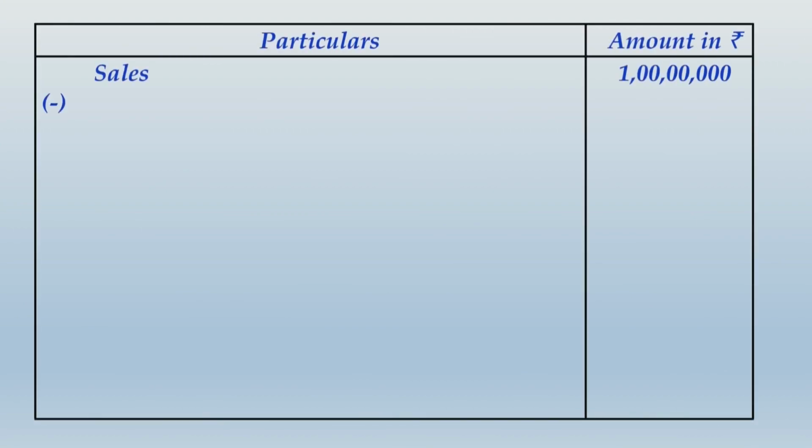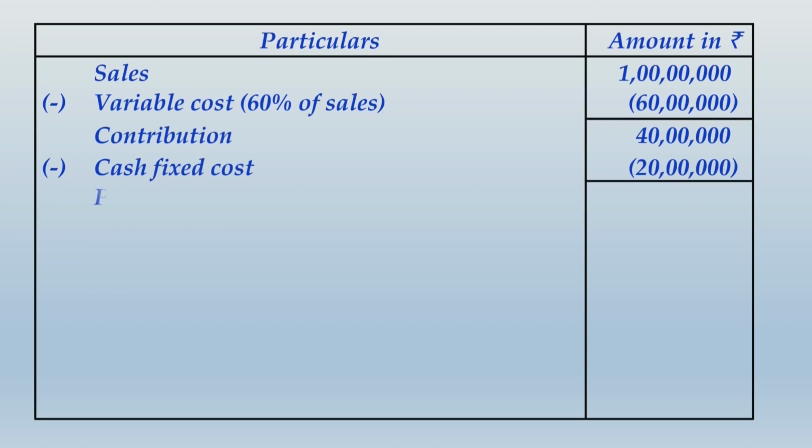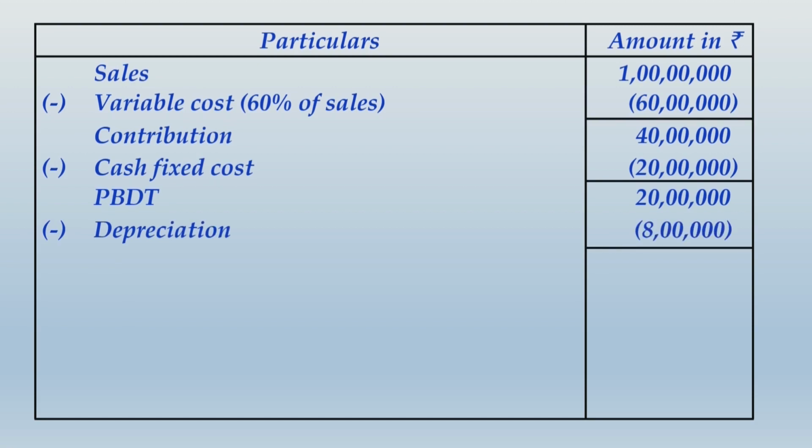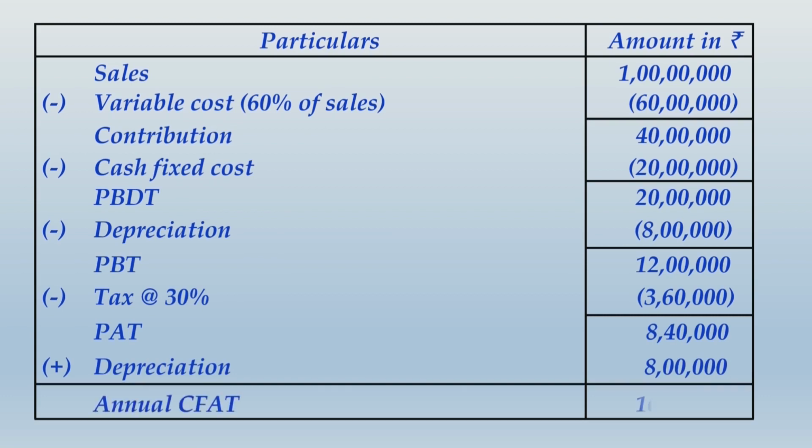Starting with sales less variable costs, what you get is contribution. From contribution you will subtract cash fixed cost and you get profit before depreciation and tax. From that you subtract depreciation, what you have just computed, and you get profit before tax as 12 lakhs. Tax rate is given as 30%, so tax amount will be 3,60,000. Profit after tax will be 8,40,000. Thereafter you add back depreciation of 8 lakhs and what you get is 16,40,000.